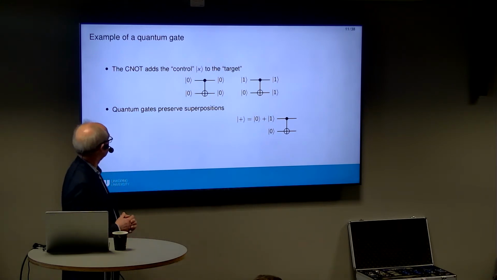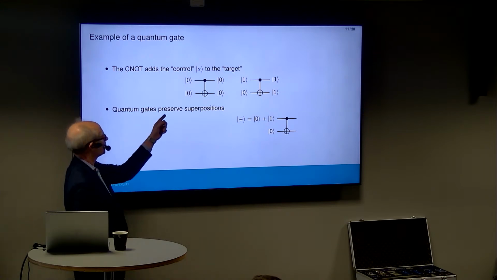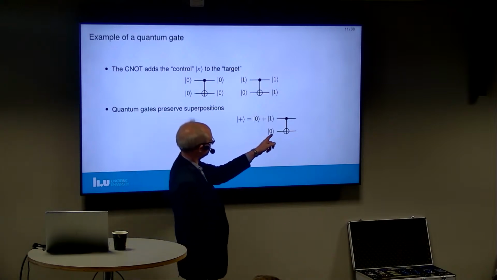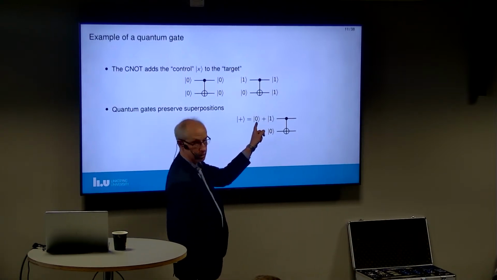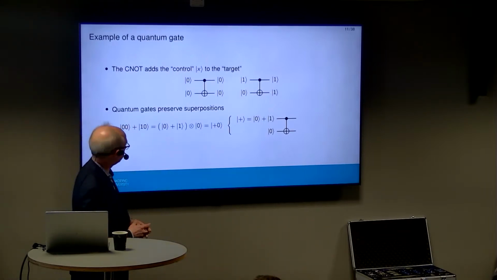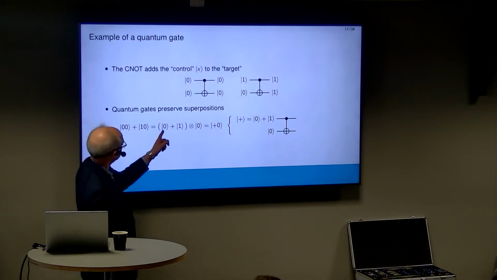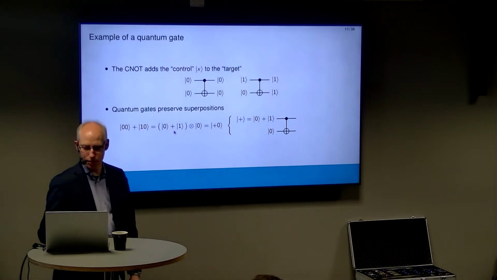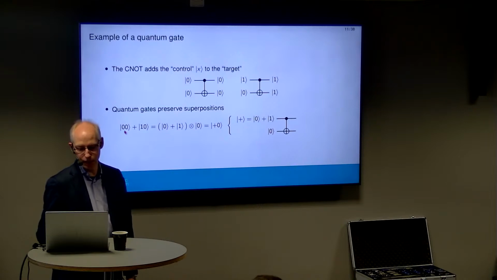Now, an important property of quantum computers is that quantum gates preserve superpositions. So you might ask, what happens if I have a 0 on the lower one and this superposition on the top one? Well, I can write it down in several ways: 0 plus 1 here, and 0 for the second bit. If you write that down in a bit string manner, 0, 0, and 1, 0, that's the input and the output.